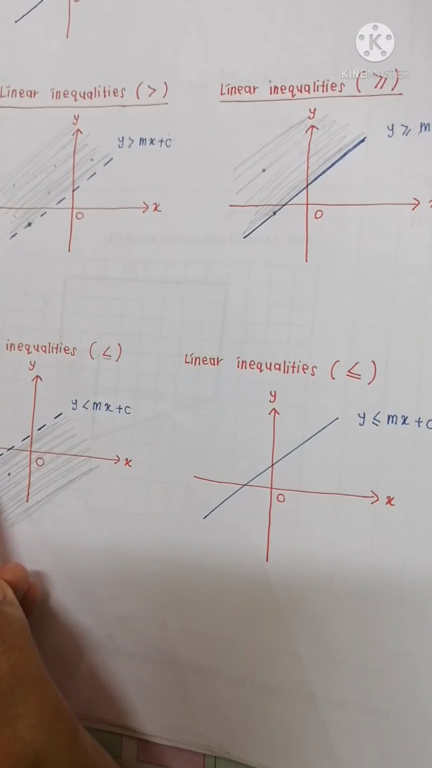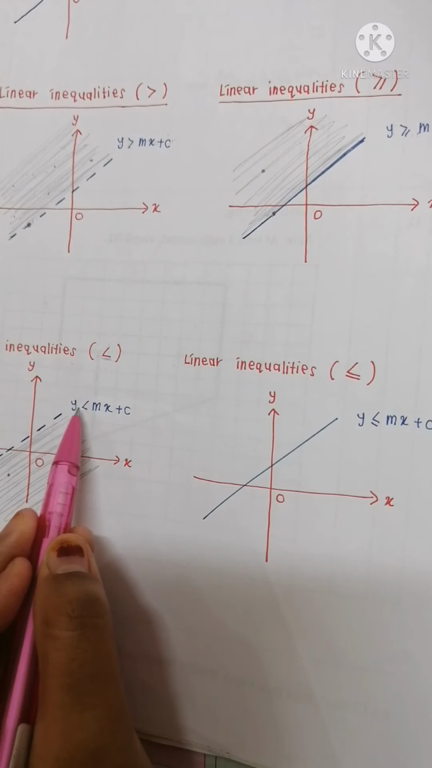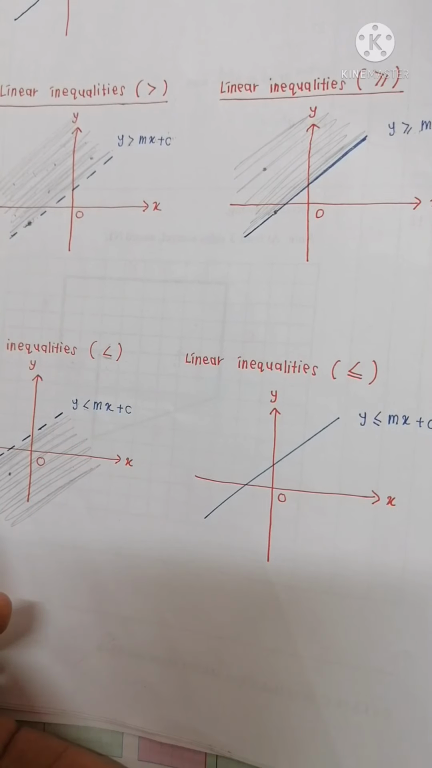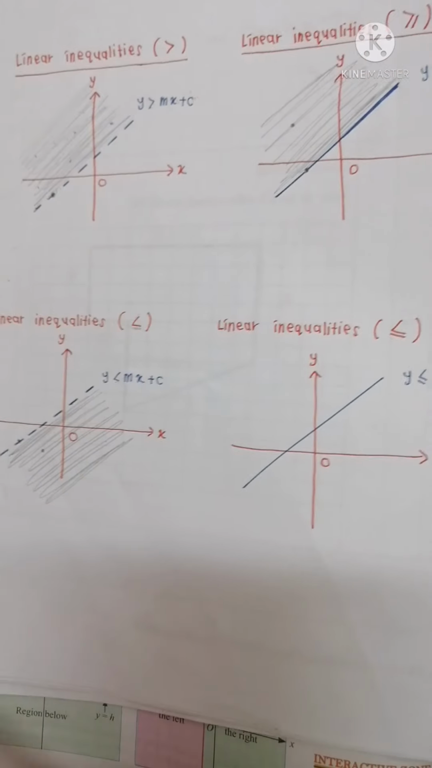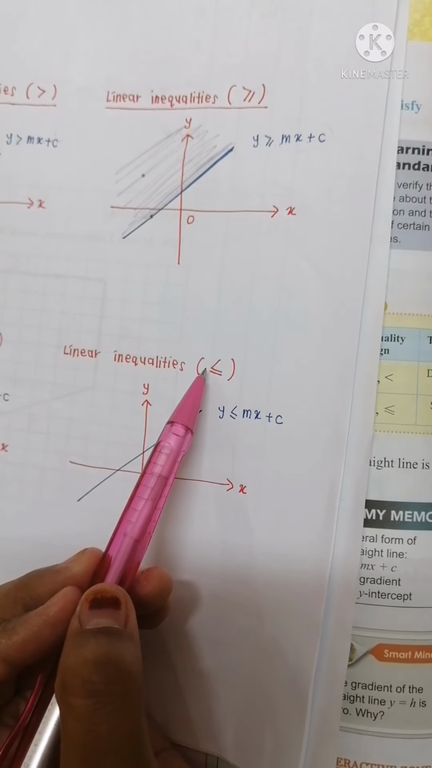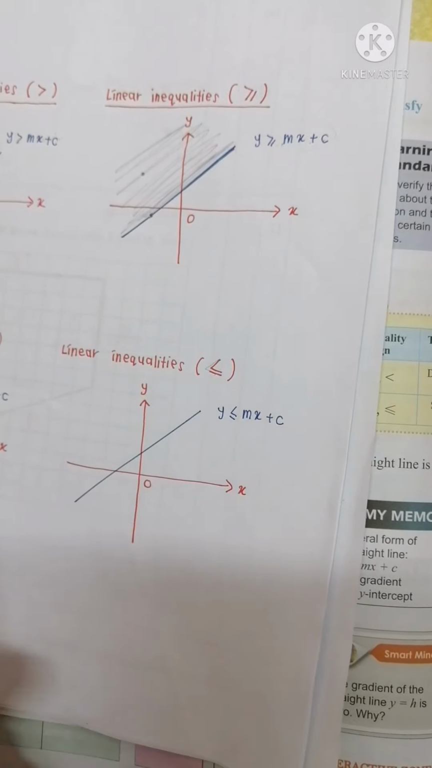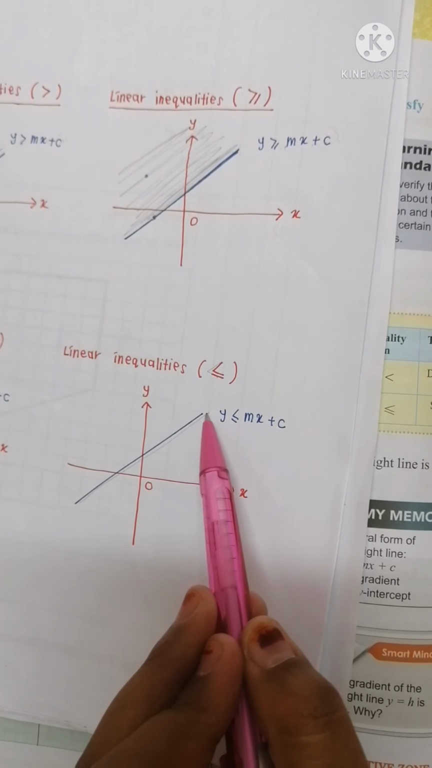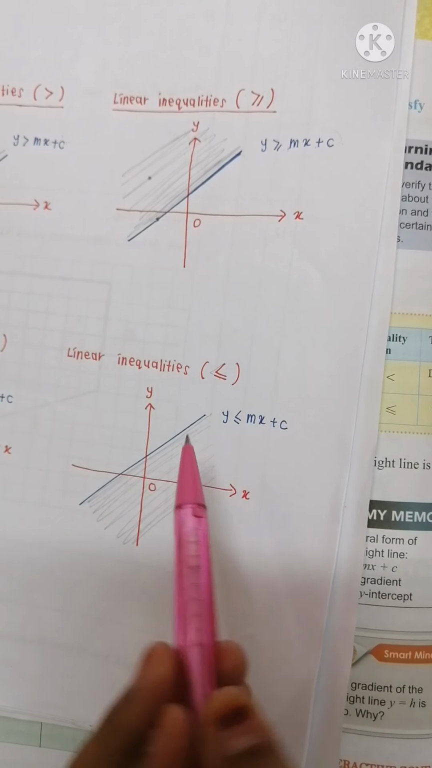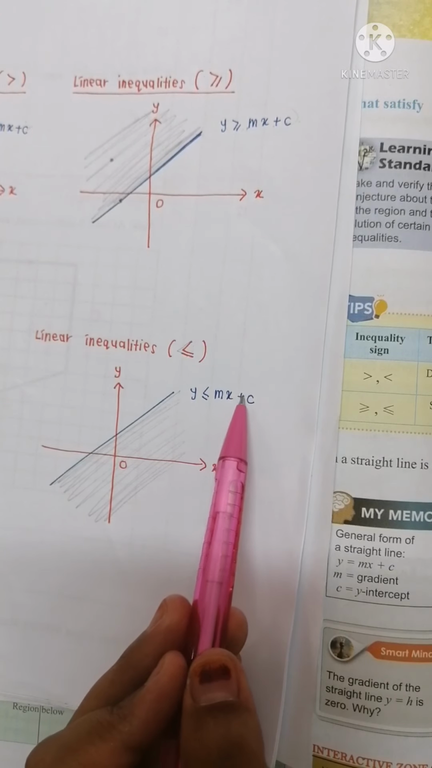Also for this one, if the point lies on the straight line, the point does not satisfy the linear inequality of y less than mx plus c. Remember. Now look at the last one, the linear inequality for the symbol less than or equal to. The points that lie on the straight line and also below the straight line will satisfy the linear inequality of y less than or equal to mx plus c.